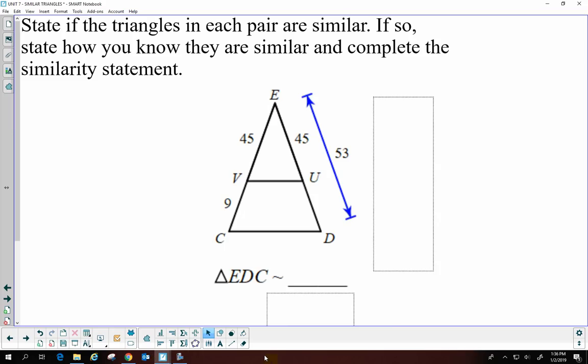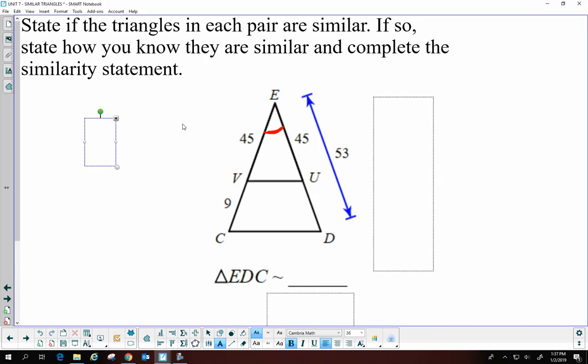And the last one we'll do together. This time we have a little bit of an overlap, so we actually have, for the first time, the reflexive property with angles. Angle E belongs to the big triangle here, and it belongs to this little triangle. It's going to be the same size in both, so we can say it's congruent in both. That's the reflexive property for angles.